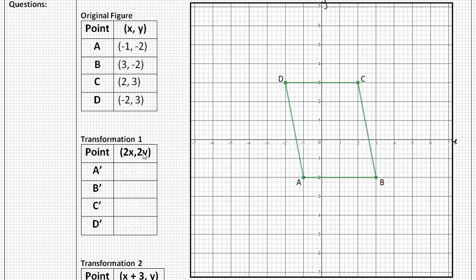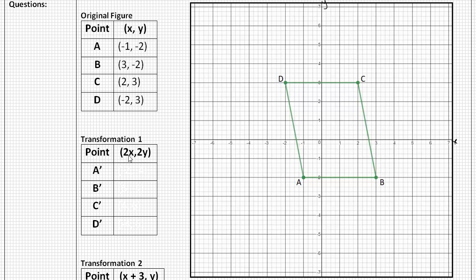So notice this notation right here. It's telling us what to do to the original xy coordinates to get our new coordinates. And notice I put this apostrophe. It's called A prime, B prime, C prime, and D prime. So these are going to be the new transformation of these original points using this rule.